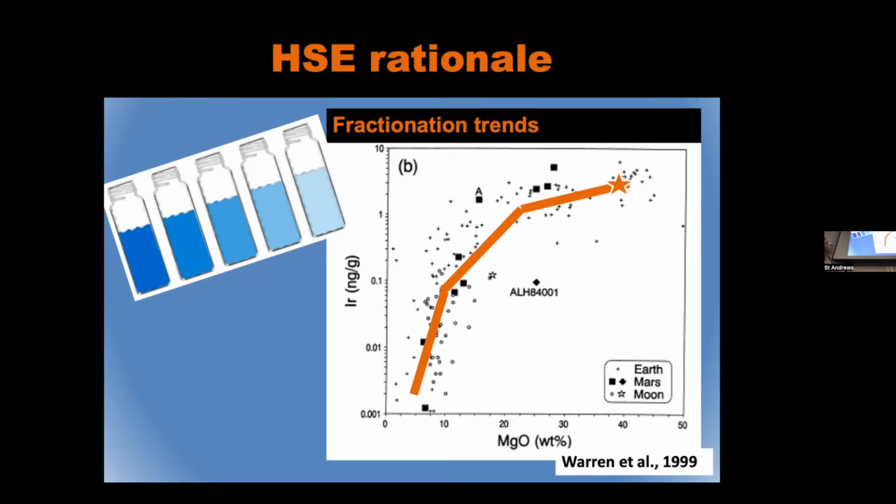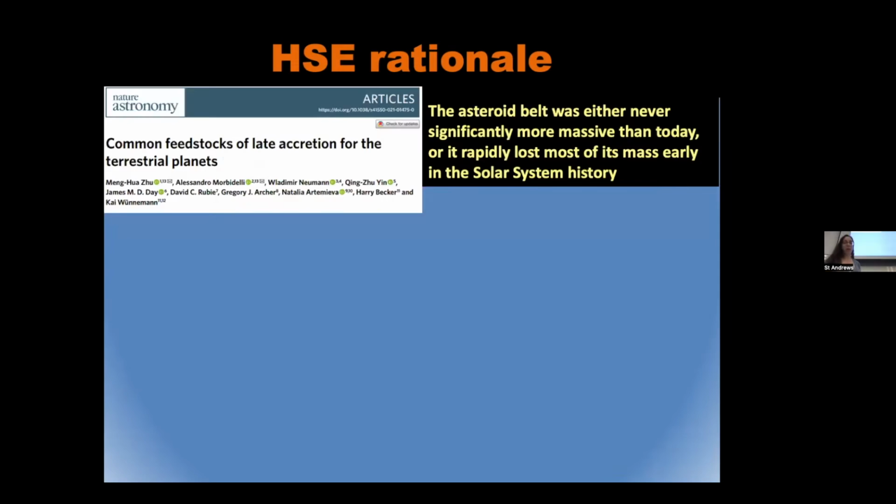So if we have a broad trend such as this, we can backtrack to where the star is. That star at the top left-hand corner will essentially tell us what the absolute abundance of that highly siderophile element is in the mantle of that body.